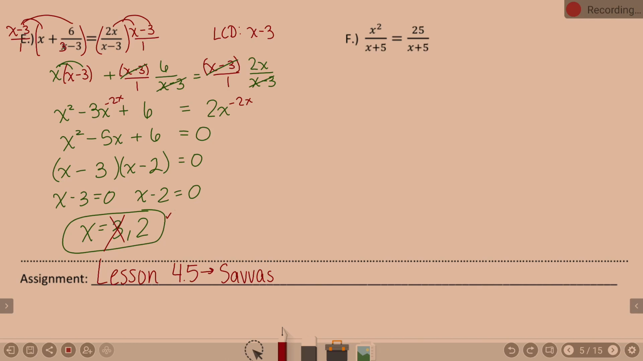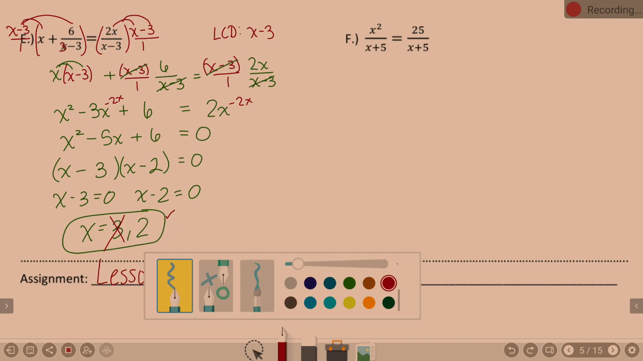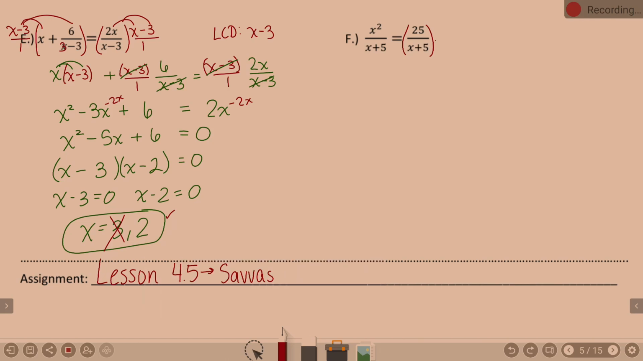Okay. Last one. What are you guys going to do here? Okay, the only denominator is x plus 5. So we're going to multiply by x plus 5. Now, when we multiply by x plus 5, what do we get? Cancel. Cancel. x squared equals 25.